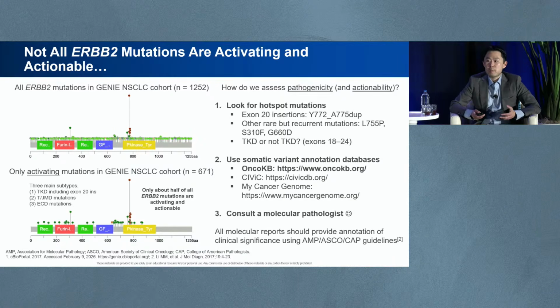I also highly recommend everyone use somatic variant annotation databases like OncoKB, which is FDA recognized. It's very up-to-date, easy to use, and can tell you essentially all the answers. And then, always consult a molecular pathologist if there's any question. I also wanted to highlight that all molecular reports these days should have the annotation data available in the report, so you can refer to the actual molecular report, given the recent recommendations by AMP, ASCO, and CAP.